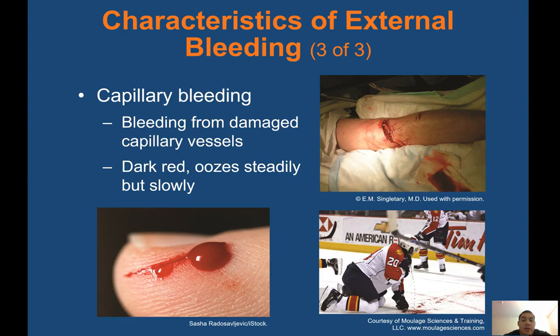So capillary bleeding: bleeding from damaged capillary vessels, dark red, oozes slowly, steady but slowly. So here are your different types. You've got your capillary down here, and that's probably going to be close to an artery right there. So you see all that blood coming out.